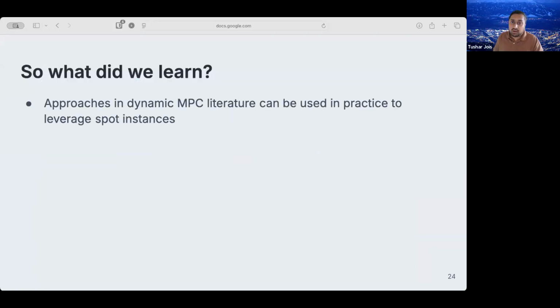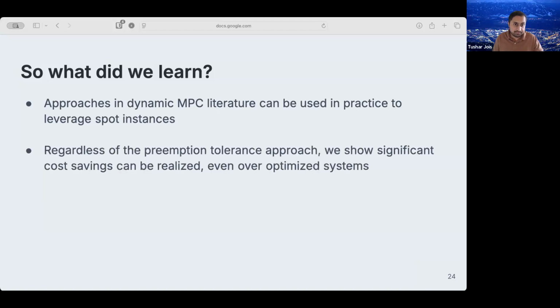Approaches in the dynamic MPC literature can be used in practice to leverage spot instances for MPC, right? So this theoretical model can actually be used to build a highly optimized MPC system that is cost effective, or highly cost optimized MPC systems, I should say. And regardless of whatever preemption tolerance approach we take, we show a significant cost savings that can be realized, even over optimized systems like MP-SPDZ.